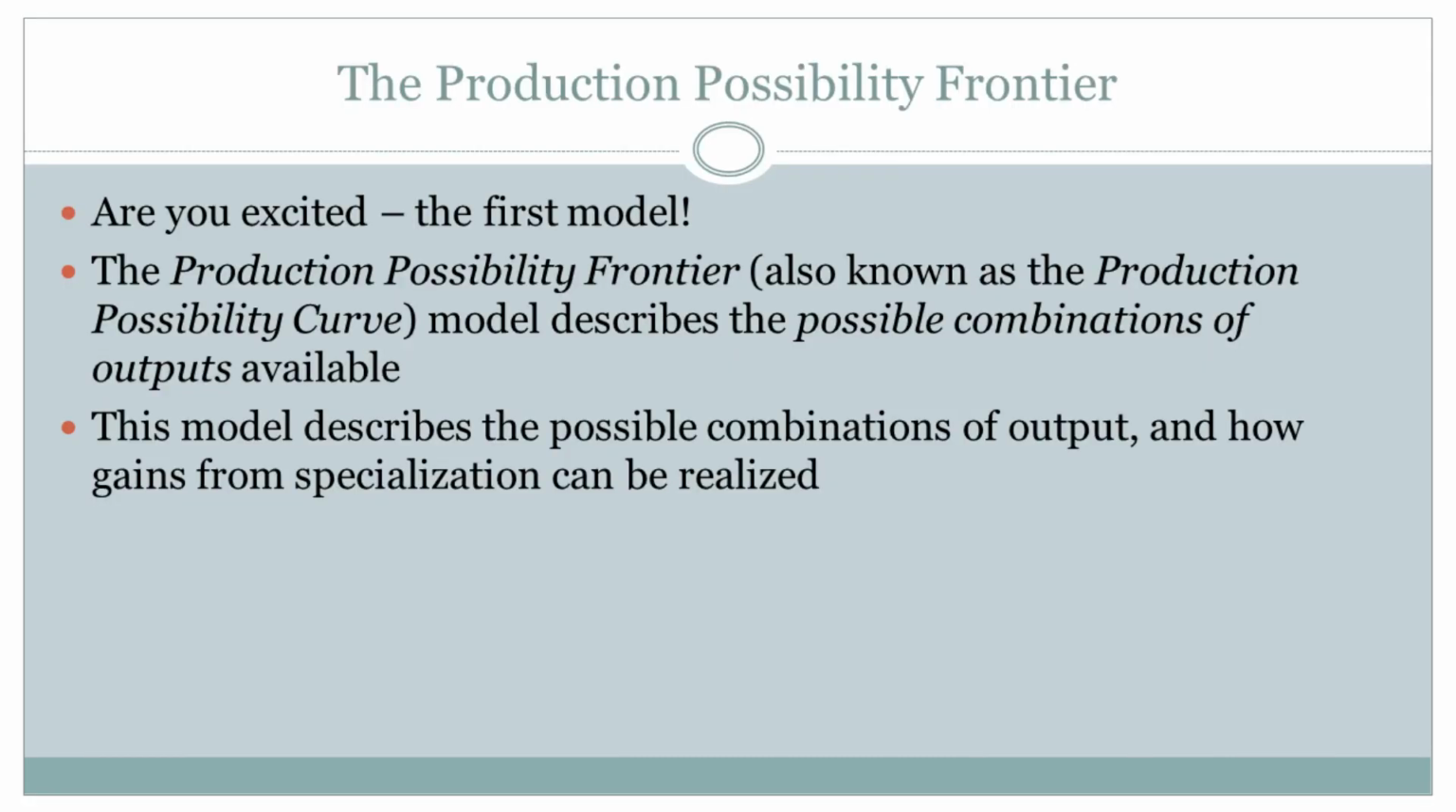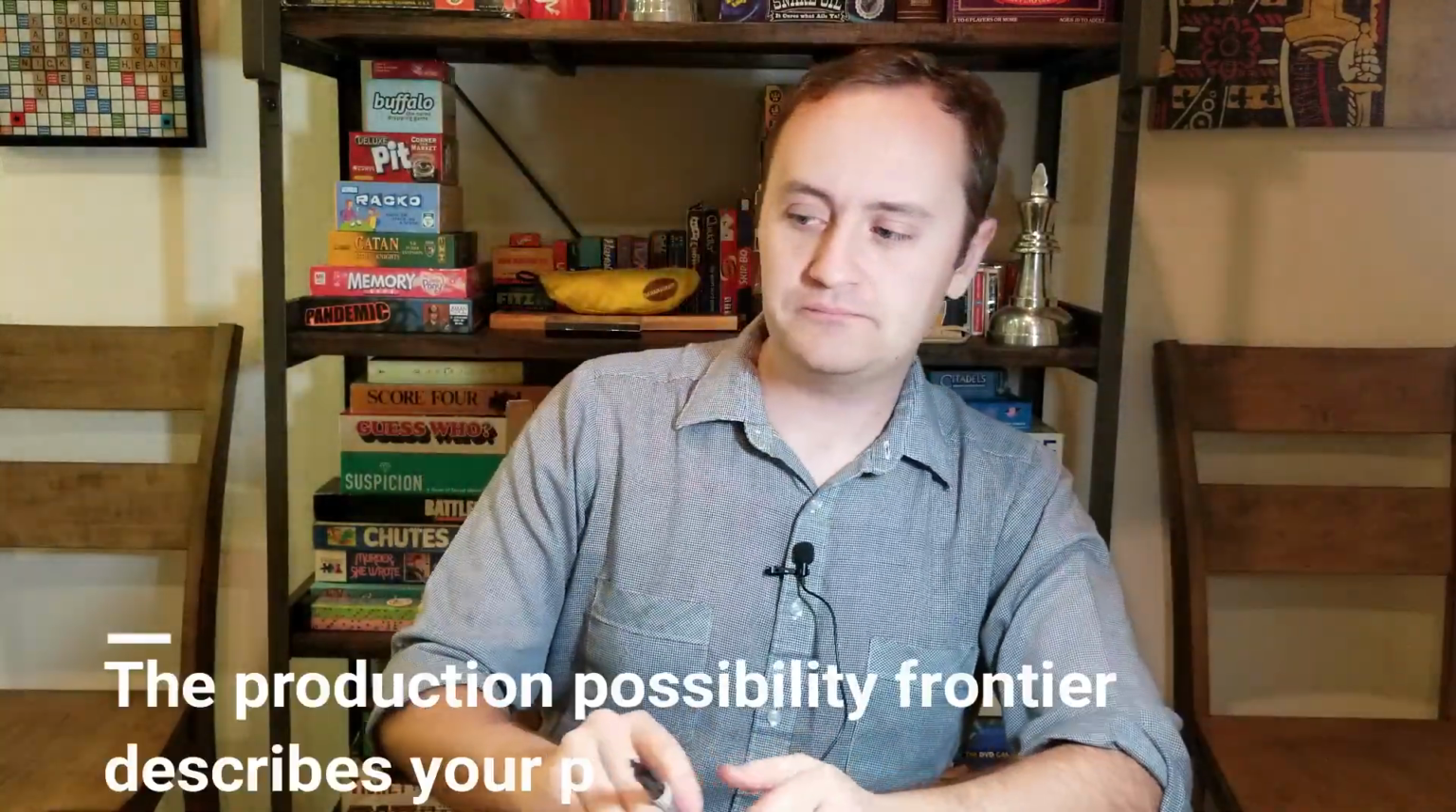Aren't you excited? So this model is called the Production Possibility Frontier, also known as the Production Possibility Curve. And what this does is it describes all the different mixes of stuff that you could produce. Okay, that's all that it does. It just says, okay, you have this many inputs available to you. What could you do with that, right? You could produce more of this and less of that. You could produce less of this and more of that. And that's all we're doing. We're describing the available options that you have for producing stuff.